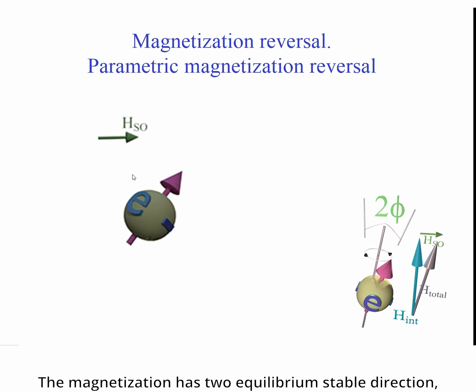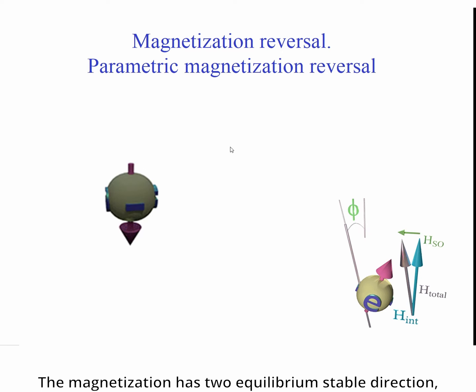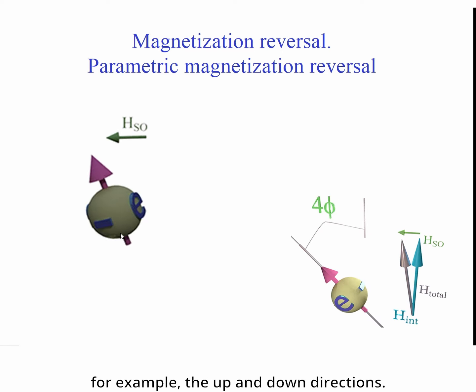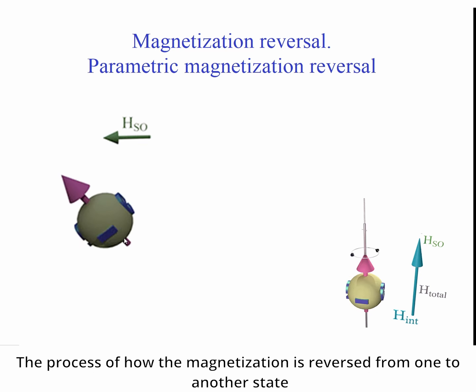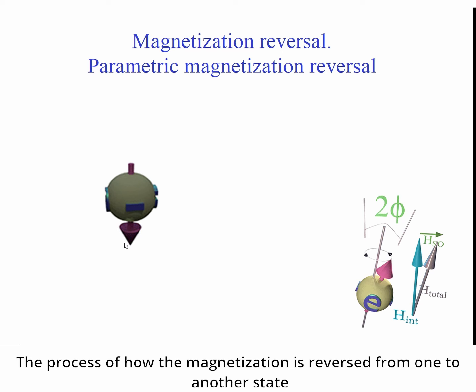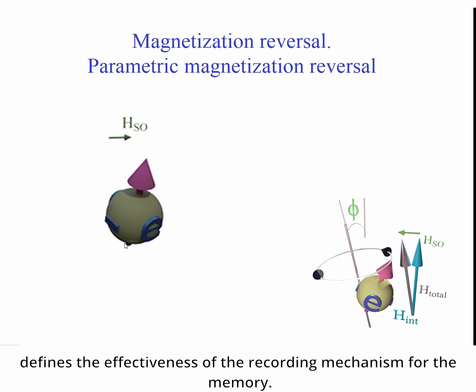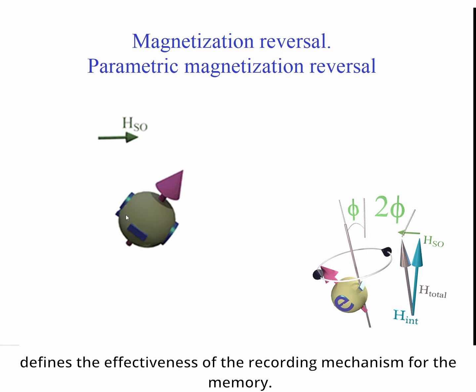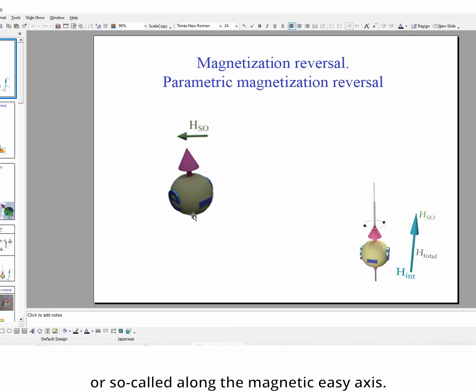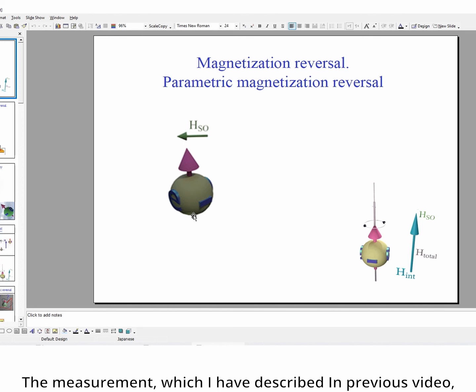The magnetization has two equilibrium stable directions, for example, up and down direction. The process of how the magnetization is reversed from one to another state defines the effectiveness of the recording mechanism for the memory. Anisotropy field is roughly the magnetic field which holds the magnetization along its stable direction, also called the magnetic axis.